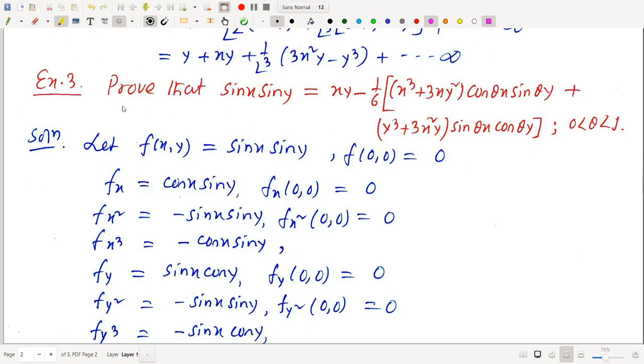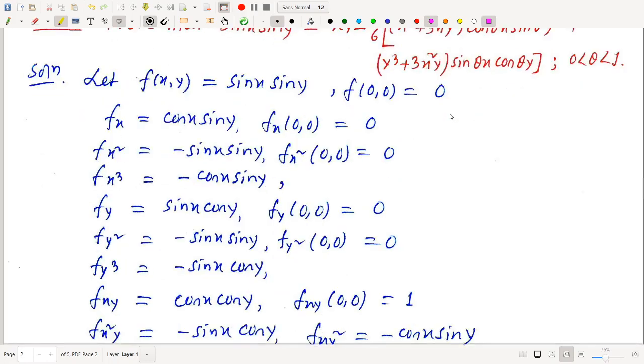Now prove that, example 3, sin x sin y equals xy minus 1 by 6 [x cube plus 3x y square cos theta x sin theta y, plus y cube plus 3x square y sin theta x cos theta y], where theta is lying between 0 and 1. So this is actually Maclaurin's theorem applied with n equal to 3, meaning the fourth term is the remainder term, R3. So let us see.